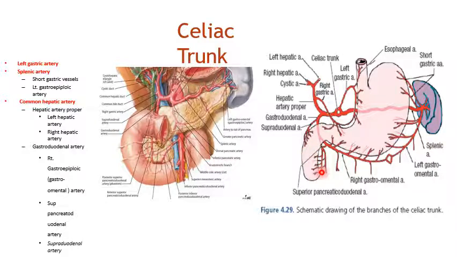Then it ends finally by anastomosing with the inferior pancreatico-duodenal artery, which is a branch of the superior mesenteric. We will study that later when we study the branches of the superior mesenteric. This superior pancreatico-duodenal also divides into two: one anterior superior pancreatico-duodenal and one behind the pancreas, the posterior superior pancreatico-duodenal.